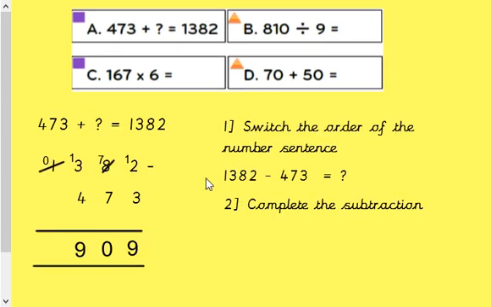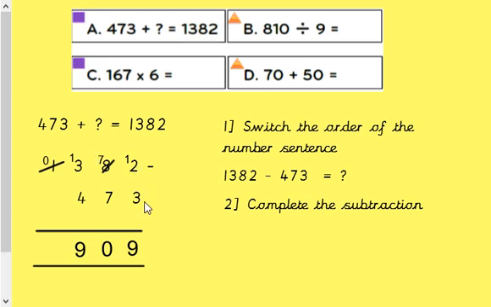Finally then, another one of our mystery number questions, slightly different this time. 473 plus something, a mystery number, will equal 1382. Well, this time I'm going to be thinking about inverting the question. So I'm going to be moving this number to the beginning, and I'm then going to take away the other known fact. So the question then becomes 1382 take away 473. You can see over here I've shown you how to do that.